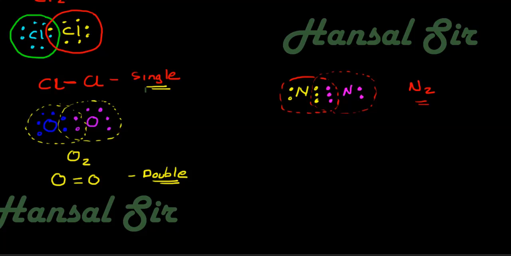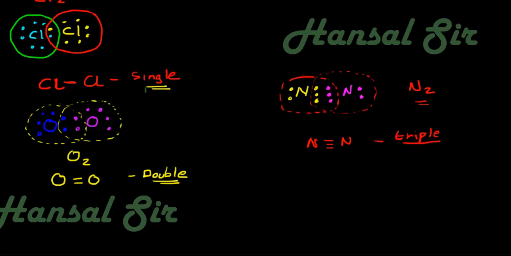So the way we draw this is nitrogen and nitrogen. They are sharing 3 pairs of electrons. So we draw 3 hyphens over here. This is known as a triple covalent bond.